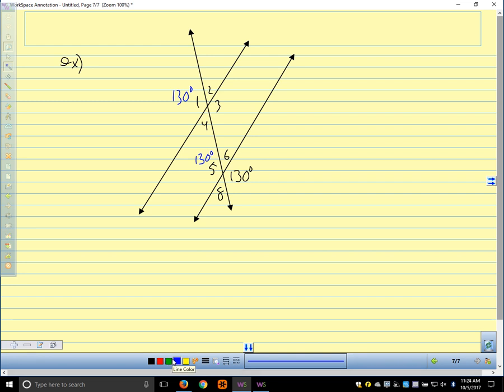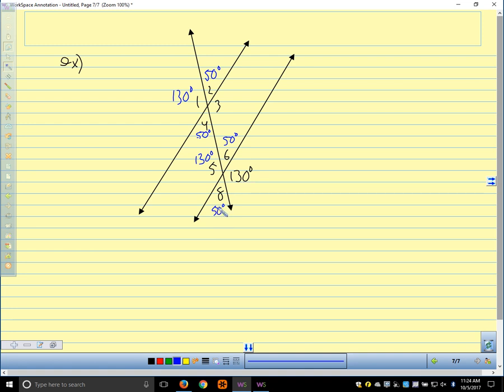What else can we figure out? Who else can? Yeah. Sybil. So therefore, 2, 4, 6, and 8 all must be 50. 2, 4, 6, and 8 have to be 50. So how did you start on that one? Well, first off, 8 and the angle that's 130, I think that's angle 7, are both supplementary. They're a linear pair. So therefore, 8 is 50.